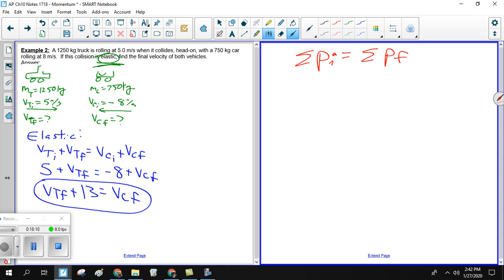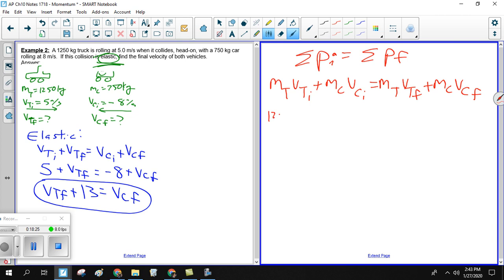So that means the mass of the truck times the velocity of the truck initial plus the mass of the car times the velocity of the car initial equals the mass of the truck times the velocity of the truck final plus the mass of the car times the velocity of the car final. And plug in your numbers.